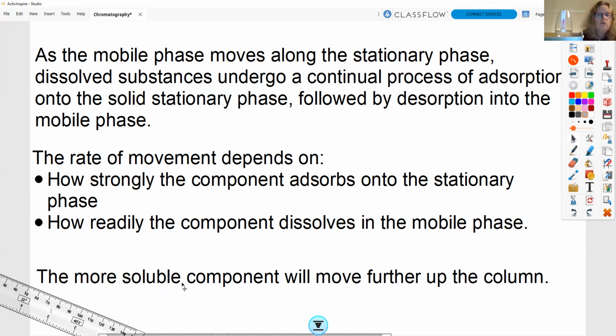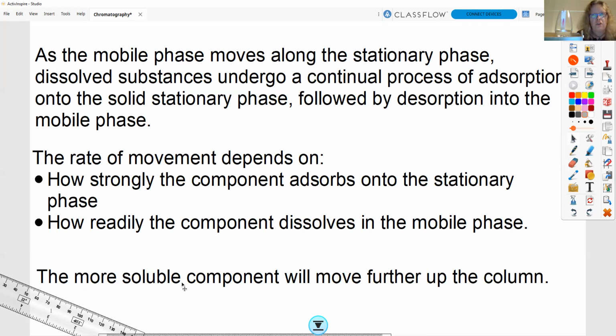So the more soluble components will move further up the column. In your textbook, it says that the blue dye moves more quickly, indicating that the blue dye is more polar. So it tells you that the thing that moves further up the paper is more polar.